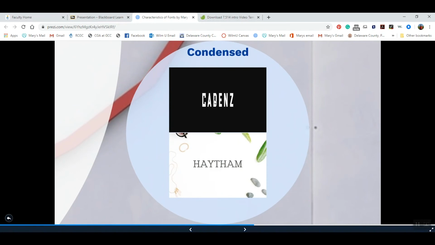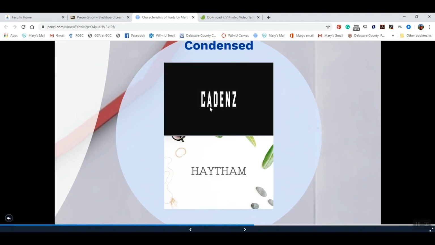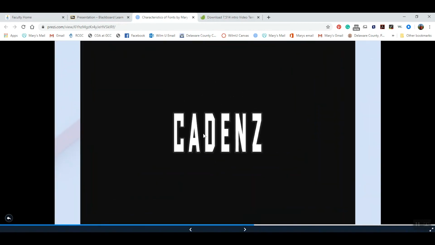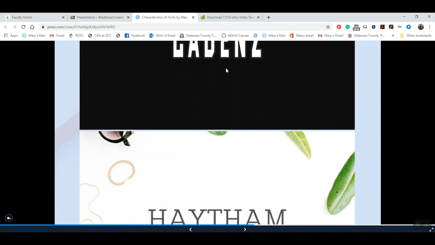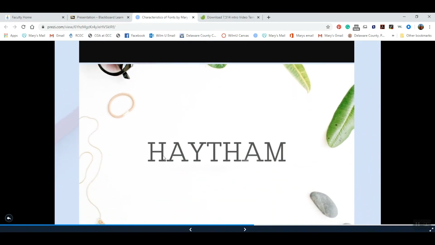Alright, so condensed is basically going to mean that the type looks like it's been smushed together. So you can see how these letters look like they've been kind of smushed together in almost like a silly putty manner. Same thing that this one actually looks like it's been pushed together. And notice that there's very little spacing between the letters, also known as tracking.